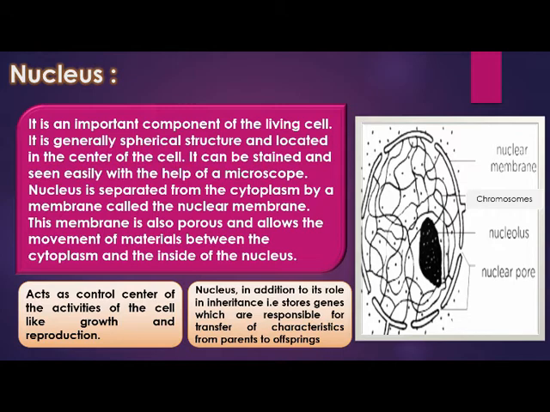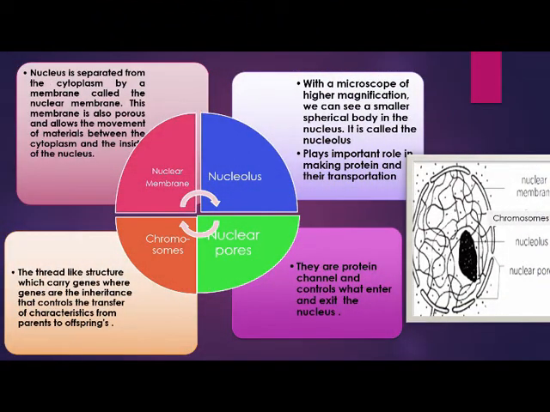The nucleus is separated from the cytoplasm by a membrane, and that membrane is known as the nuclear membrane. This membrane is also porous and allows the movement of material between the cytoplasm and the inside of the nucleus. The function of the nucleus is that it acts as the control center of the activities of the cell like growth and reproduction. The nucleus, in addition to its role in inheritance, stores genes which are responsible for the transfer of characteristics from parents to offspring. The four main parts of the nucleus are the nuclear membrane, nucleolus, chromosomes and nuclear pores.